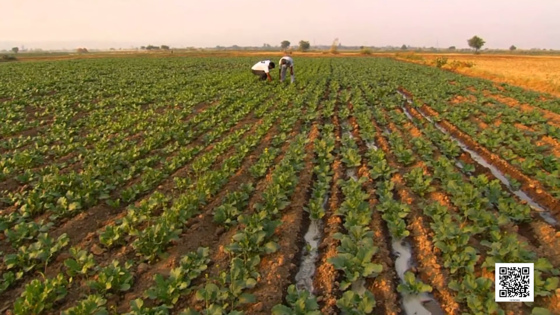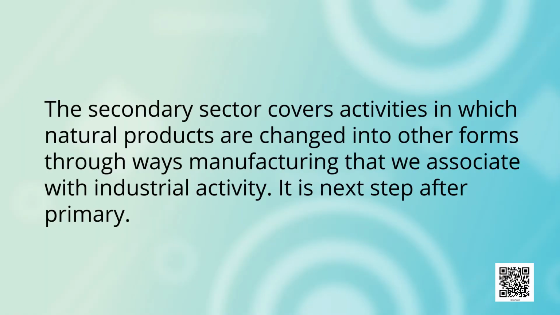Since most of the natural products we get are from agriculture, dairy, fishing, forestry, this sector is also called agriculture and related sector. The secondary sector covers activities in which natural products are changed into other forms through ways of manufacturing that we associate with industrial activities. It is the next step after primary.